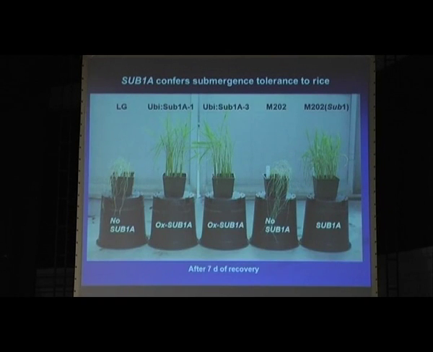Actually, during recovery, the sudden reoxygenation is also an abiotic stress. It's another type of stress. During the recovery period, almost all LG plants and M202 plants died. However, for the transgenic line and near-isogenic line, almost 100% of the plants produce vegetative tissue during the recovery period. So this is the physiological effect of SUB1A. SUB1A protects meristematic tissue, and after the stress, the tissue can produce vegetative tissue.